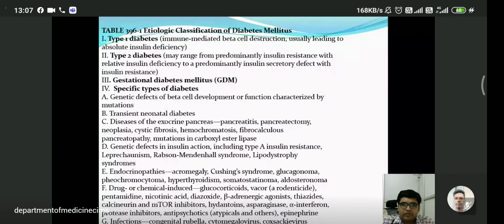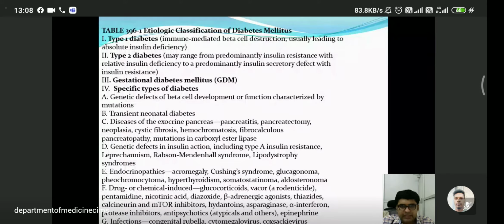Now there are some specific types of diabetes. You can go through this table thoroughly from your textbook, but we'll just discuss a few headings only. In special types of diabetes, there is some genetic defect in beta cell development, and mutation occurs. It leads to maturity onset diabetes of the young, MODY, which is MODY type 1, type 2, type 3. These are very rare cases which we do not see regularly in our clinics, but it can be present anytime.